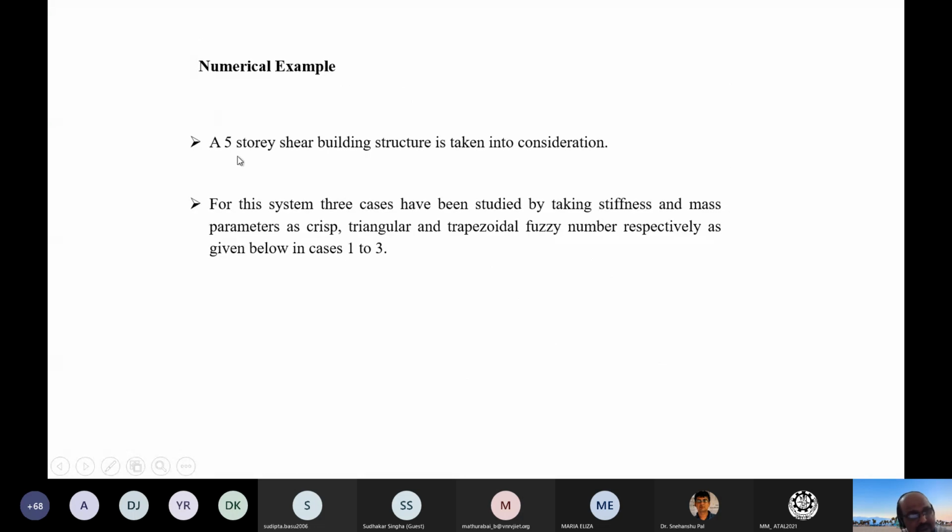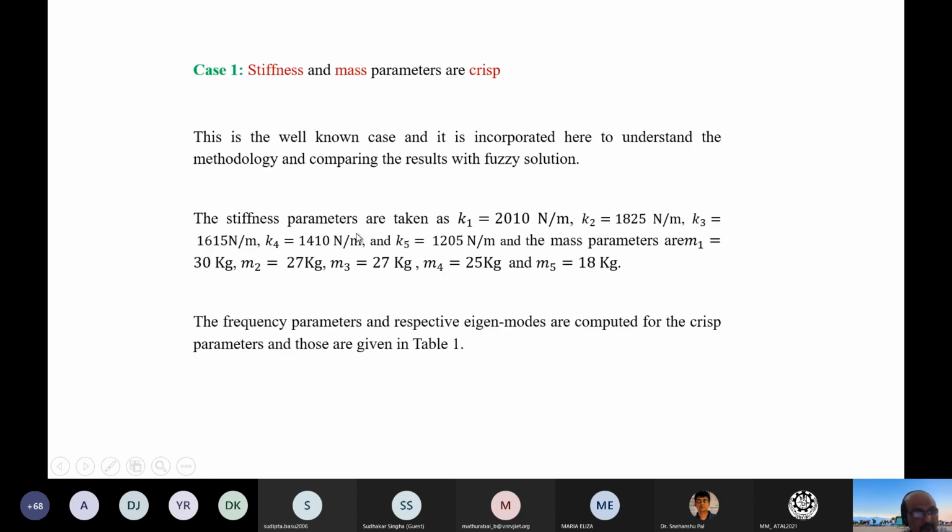So now taking this 5-story shear building, suppose I have 5 stories, and taking triangular and trapezoidal fuzzy numbers. Case 1 is very simple, that is exact values, the crisp problem. You can solve it by hand because it is a 5 by 5 matrix, or using MATLAB or any other software. So stiffness and mass are crisp, and you can solve it directly. K1, K2 up to K5 are fixed numbers, and M1 to M5 are also fixed numbers.